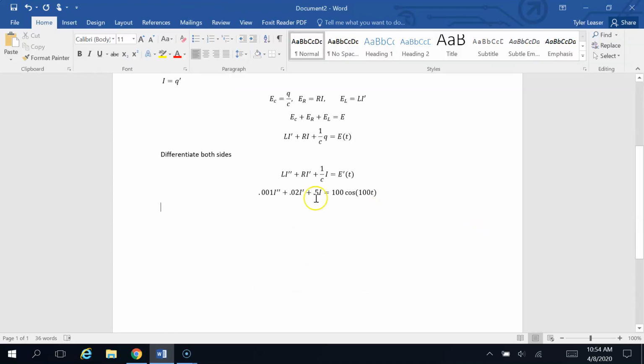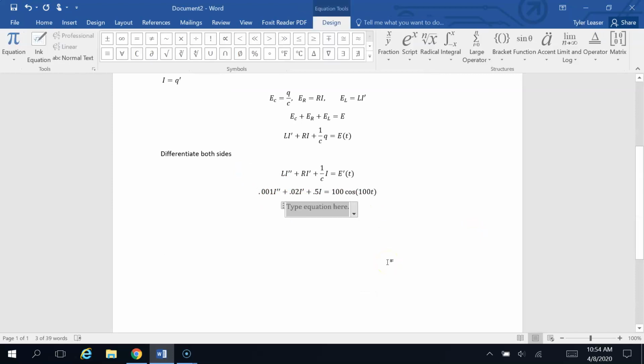Okay, I don't really like these decimals here, so I'm going to get rid of that just by multiplying everything by 1,000. So it's going to be I double prime plus 20 I prime plus 500i is equal to a pretty big number over here, 100,000 cosine 100t, just to get rid of the decimals. All right, and now what we have is a second order non-homogeneous equation.